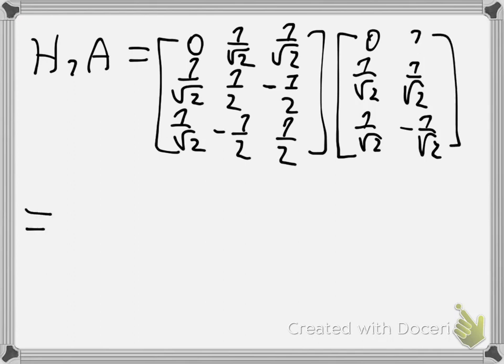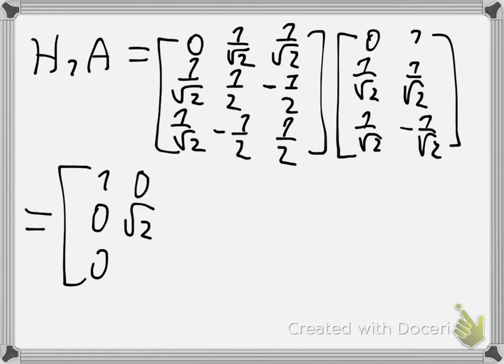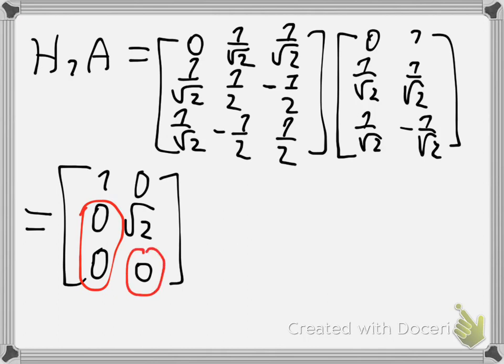And so if you calculate that, it's matrix multiplication, you should get 1, 0, 0, 0, square root of 2, 0. And by the way, you can see that we get our two 0 elements here, but we also get a 0 element here. It wasn't foreseen, but yeah.